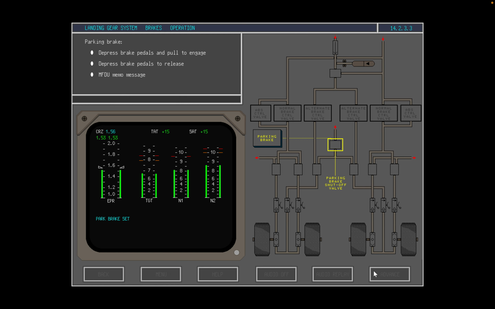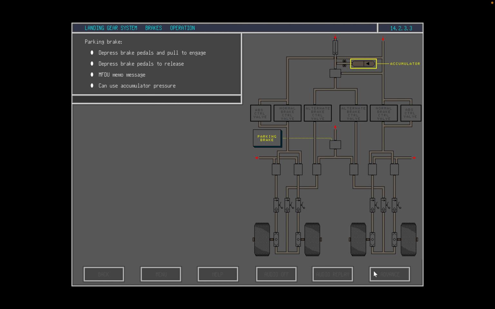When the parking brake is set, it operates the parking brake shut-off valve to the closed position. Information is also sent to the takeoff warning and status information circuits. A blue memo message, Park Brake Set, appears on the top left MFDU, and the status page is automatically displayed on the right MFDU. The parking brake shut-off valve is located in the number 1 system return line.